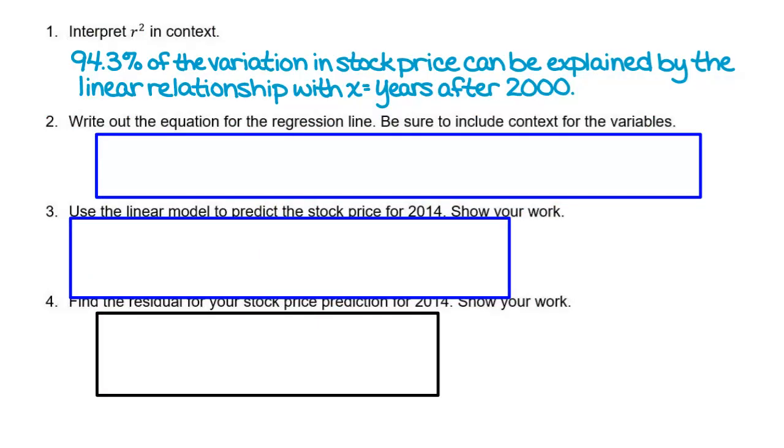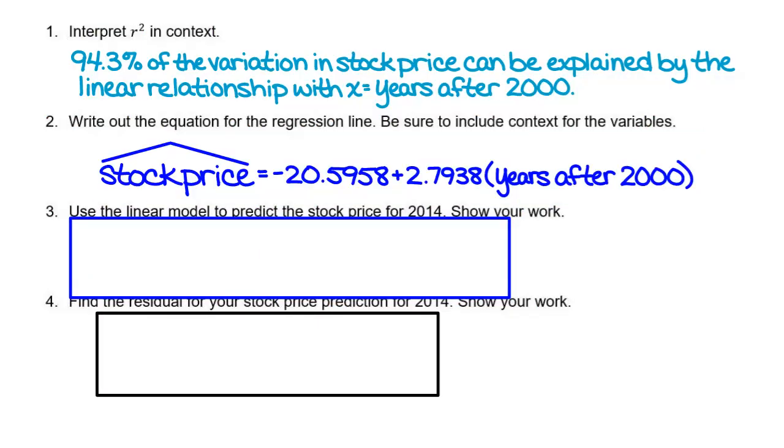So number 2 should look like this. Stock price hat, because we are predicting the stock price with this model. We are not finding the actual stock price. Stock price hat equals negative 20.5958 plus 2.7938, and then in parentheses, years after 2000.